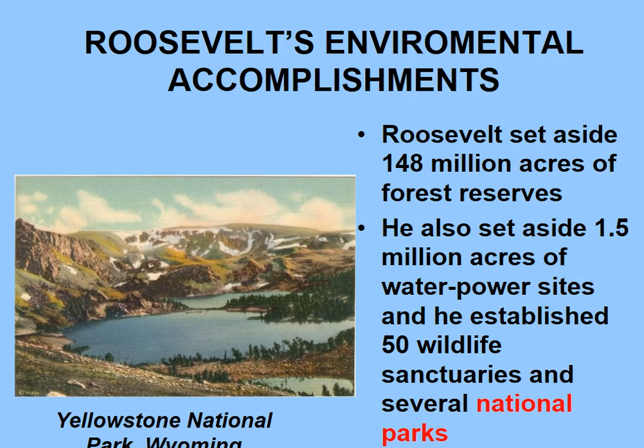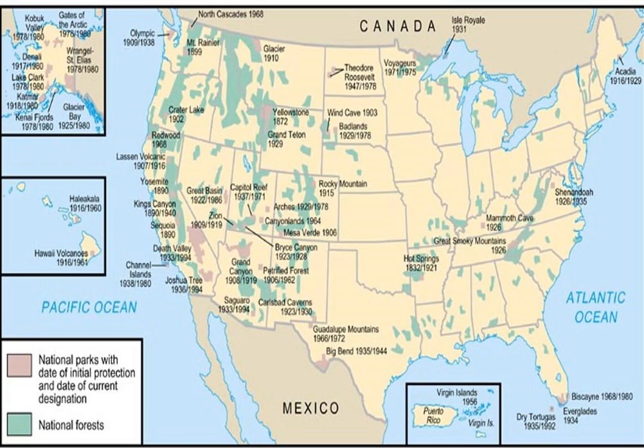There's quite a few. I'll show you a map here in just a second to show you some of these places that are national parks today. Some of them Roosevelt helped to establish. Okay, so here's a map. You can see most of these are in the West. You have the Redwood Forest here.